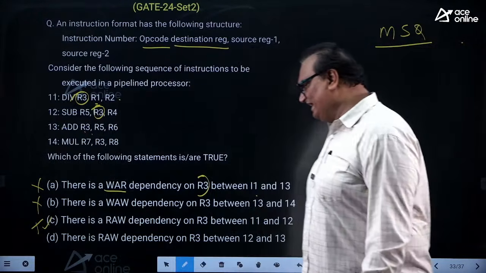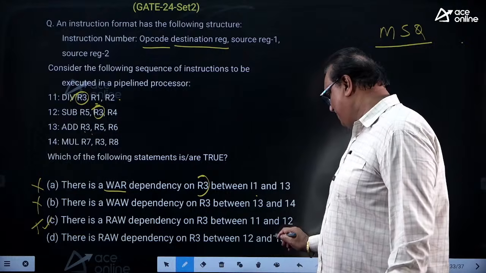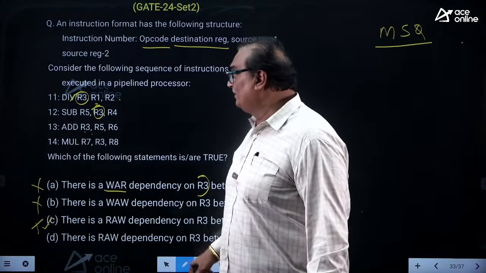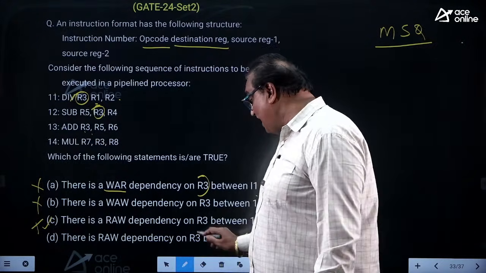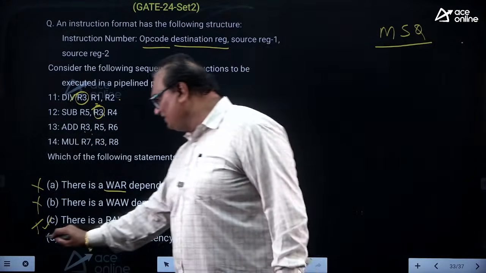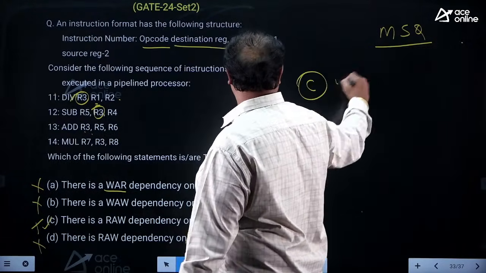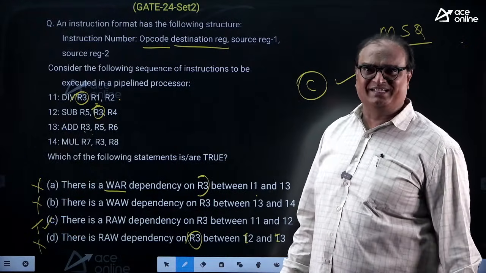Option D: there is a RAW dependency on R3 between I2 and I3. RAW means true dependency. In I2 and I3, I2 output is R5, but he asked on R3 only, that's why it is false. Even though it is MSQ, the correct option is only C, a single one. If it is MSQ, the correct answer can be 1 or 2 or 3 or 4.